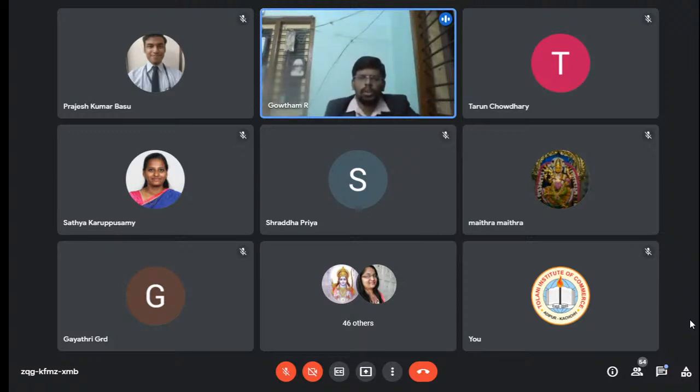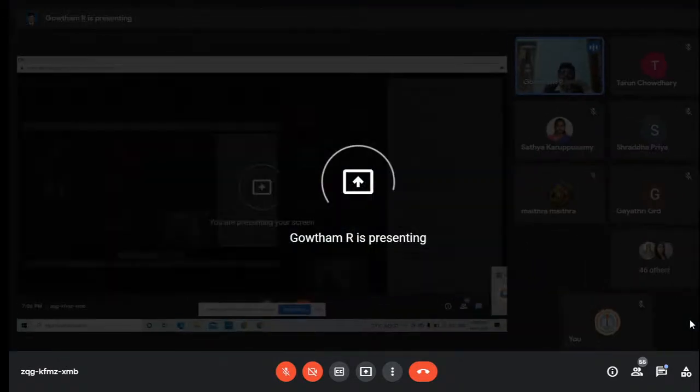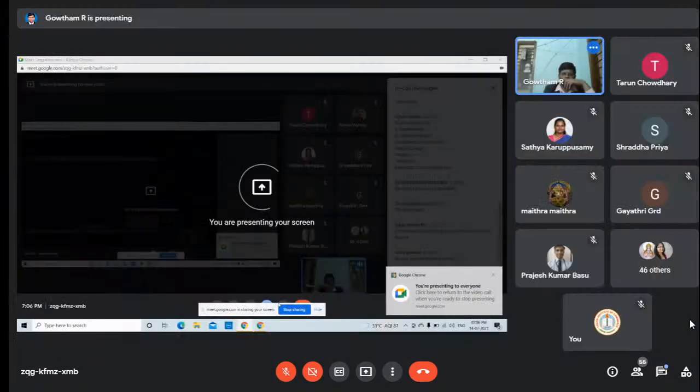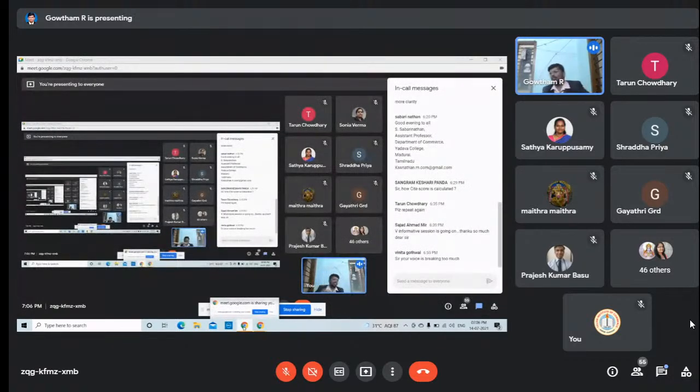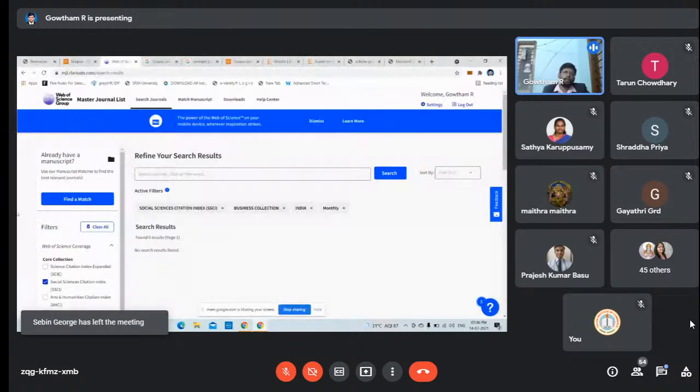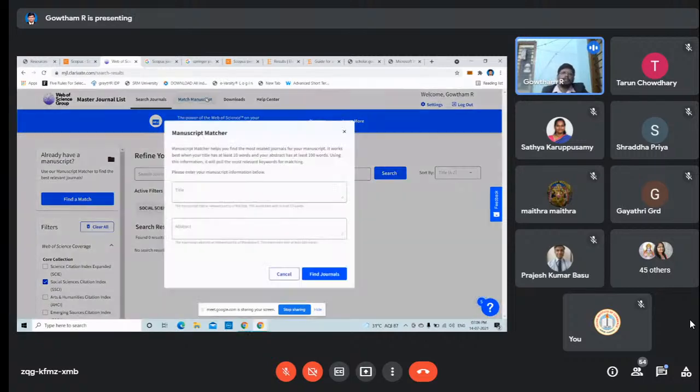Okay, so now I'm going to take you to the journal finder, right? Just like how we had it in Scopus, we are also having it for Web of Science. Where do we have to go, sir? You could find something called match manuscript. Right on the top, you would find match manuscript. So you can click on this match manuscript.